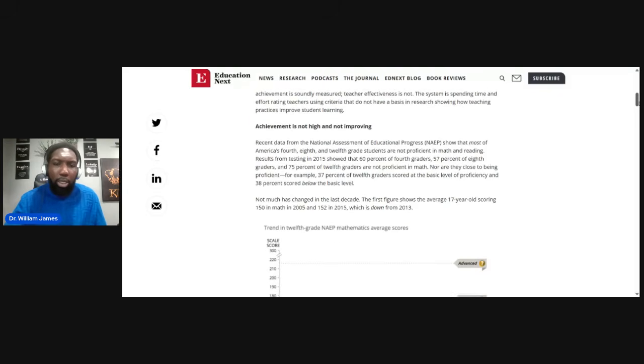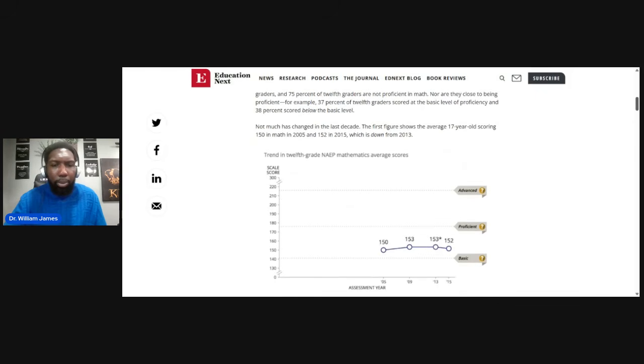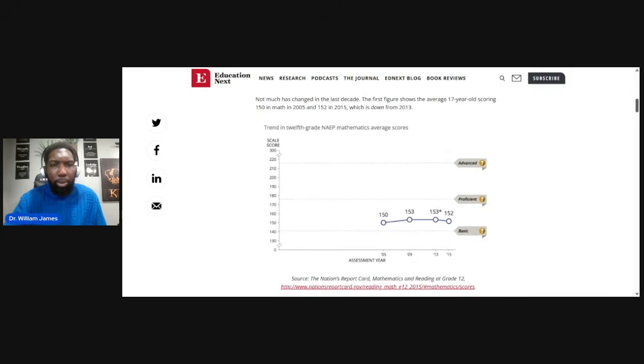Not much has changed in the last decade. The first figure shows the average 17-year-old scoring 150 in math in 2005 and 152 in 2015. So they went up two points from 2005 to 2015. Still in between basic and proficient.